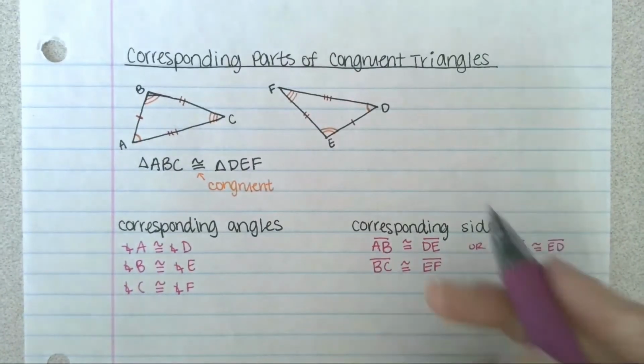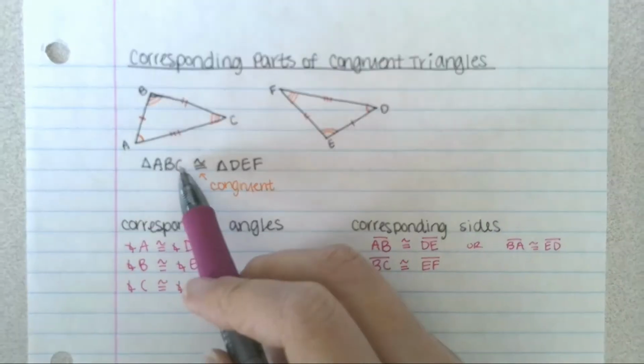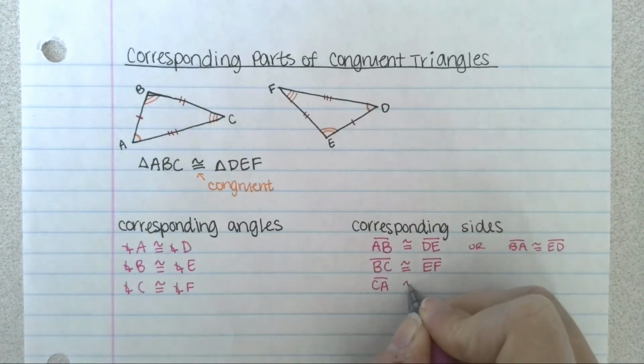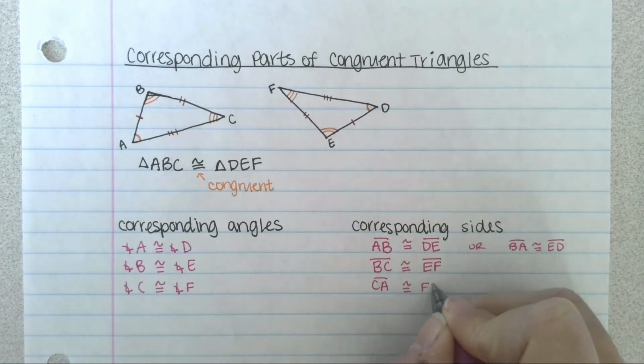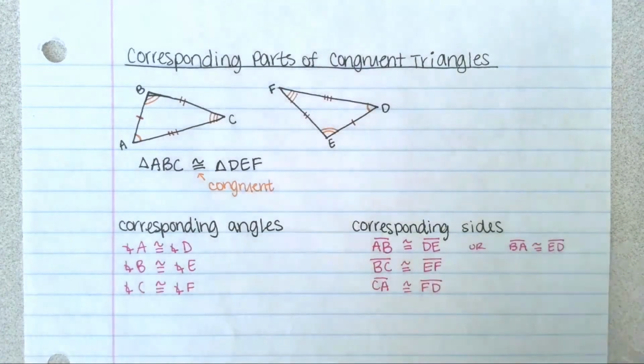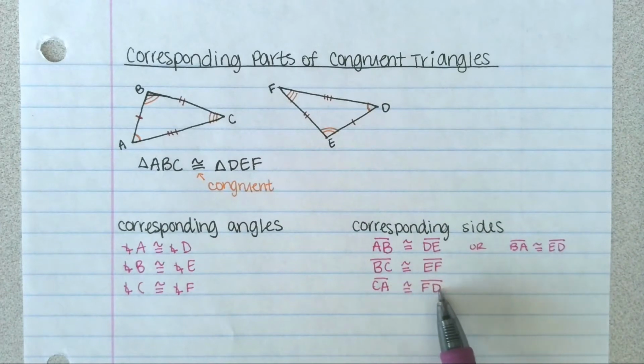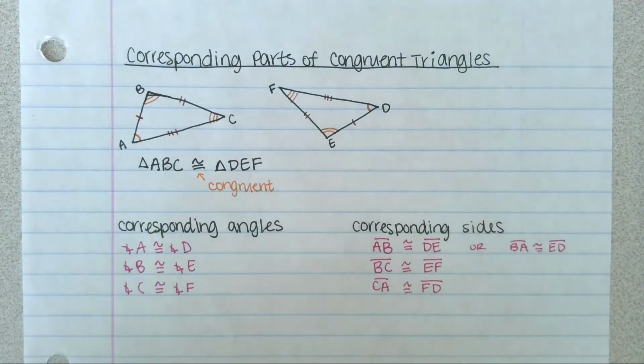And then for the last one, I do last letter to first letter. So that would be side CA congruent to side FD. It's easy to mark them. It's a little bit harder to write out the pairs, but with practice, I mean, it's really not terrible.